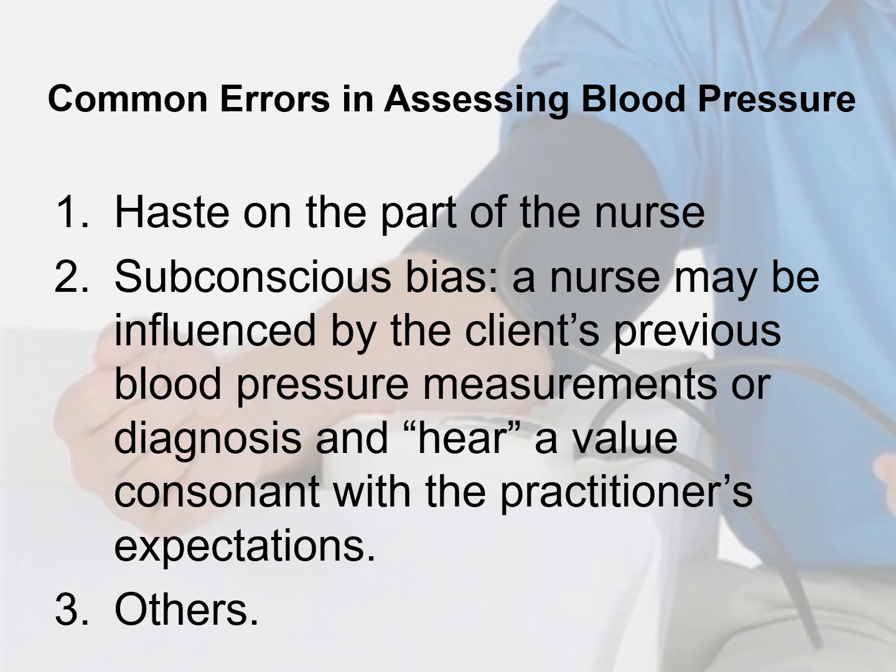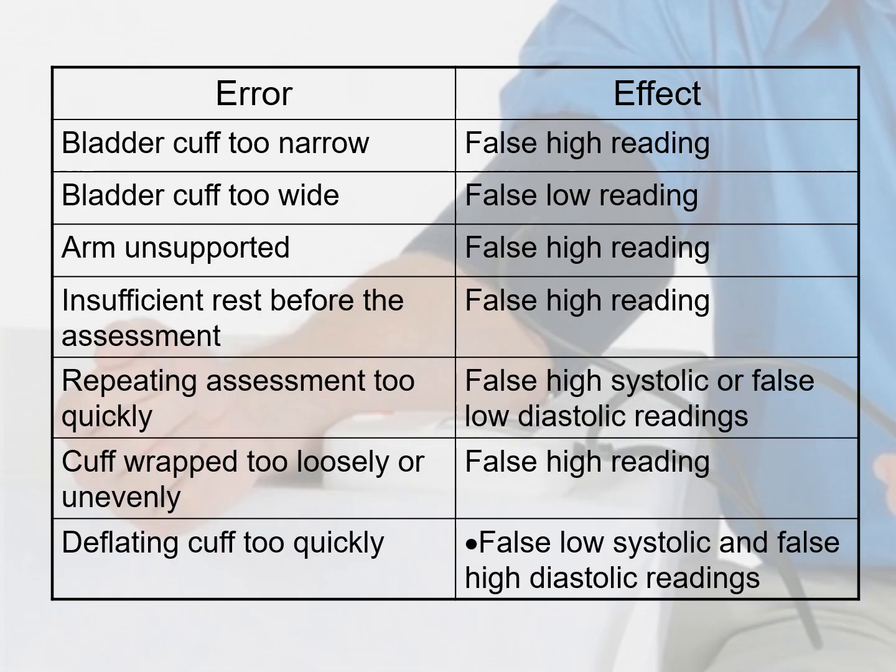Number 1, there's haste on the part of the nurse. Number 2, subconscious bias. A nurse may be influenced by the client's previous blood pressure measurements or diagnosis and hear a value consonant with the practitioner's expectations. And then we have others. So these are the other common errors.